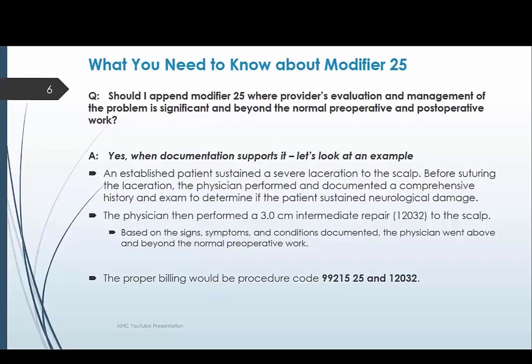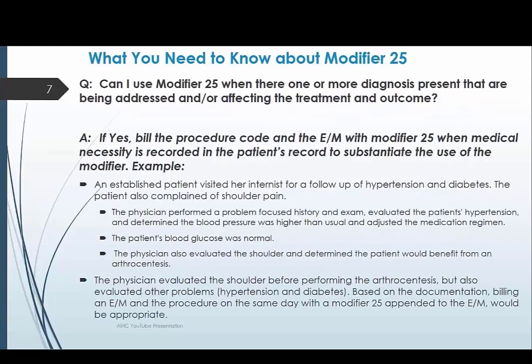Now, based on the signs and symptoms and conditions that are documented in the record, the physician went above and beyond the normal preoperative work. The proper billing would be 99215-25 modifier and 10232. Can we use modifier 25 when there are one or more diagnoses present that are being addressed and are affecting the treatment and outcome?